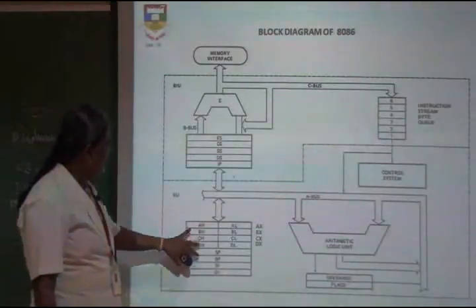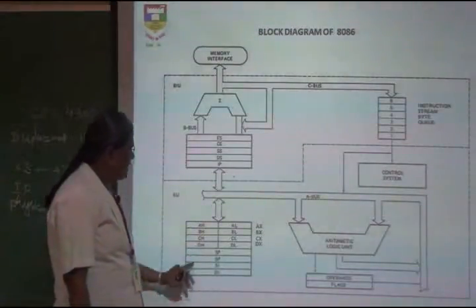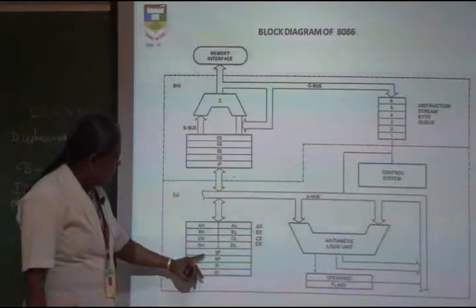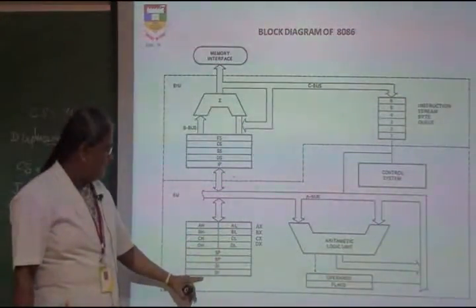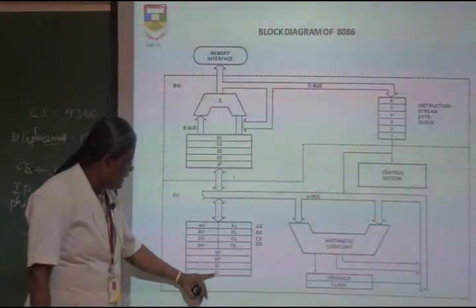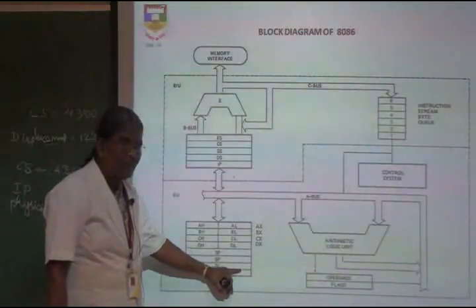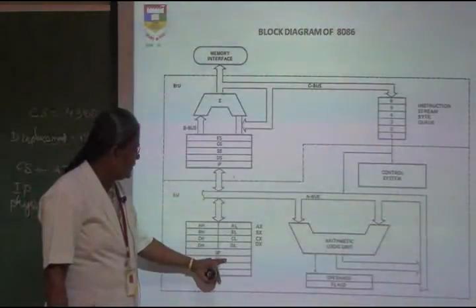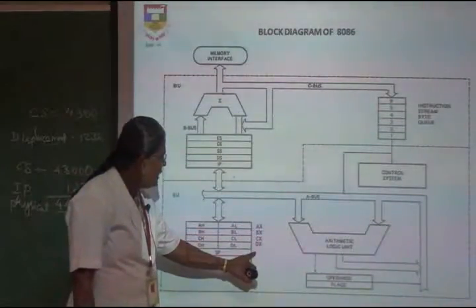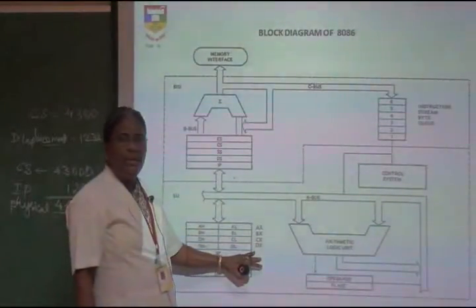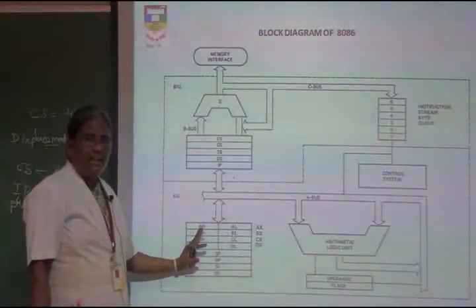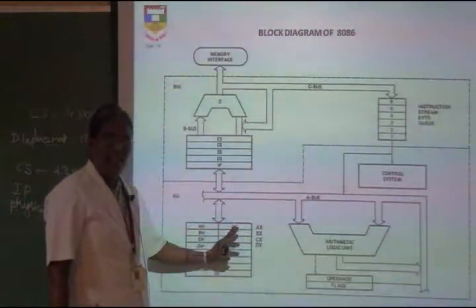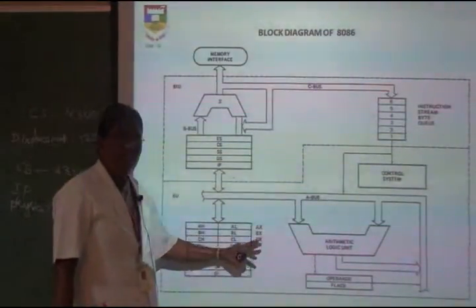From the diagram we can see that it is a 16-bit processor, so it consists of 4 general purpose registers, stack pointer, base pointer, SI register and DI register. The DI and SI registers are especially used for string instructions. Pointers are used for storing the offset address. These are 16-bit registers. They will be divided into 2 parts, higher register and lower register of 8 bits, so it can operate in 8 bits also.